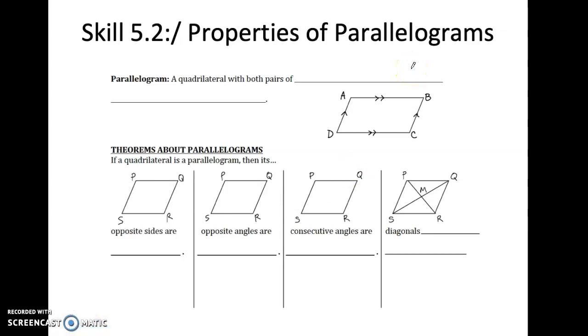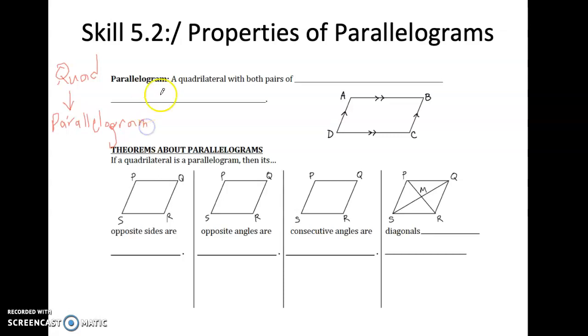Hello, scholars. We are now on to scale 5.2, where we're going to be really focusing on a certain type of quadrilateral that we call the parallelograms. So we talked about quads in 5.1, and now we are going down the family tree into parallelograms.